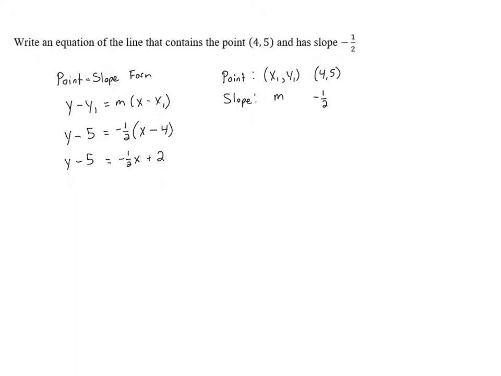To get y alone on the left, we're going to add 5 to both sides, and that gives us y equals -1/2x plus 7, which is the simplified version of the equation for the line that we were looking at. If we've got a point and we've got the slope, we can plug them straight in.